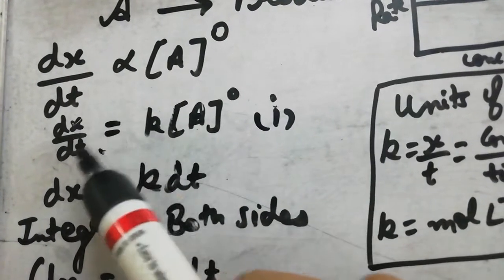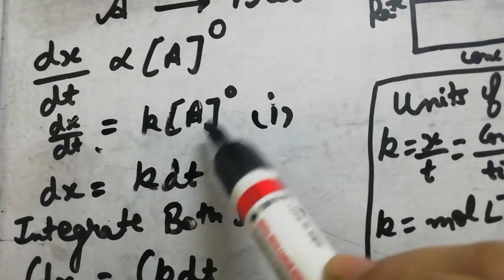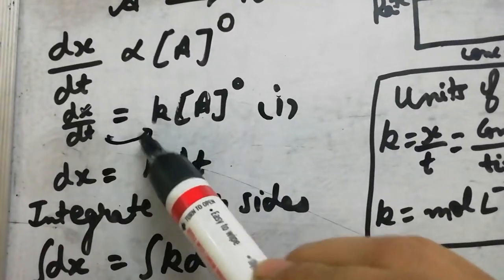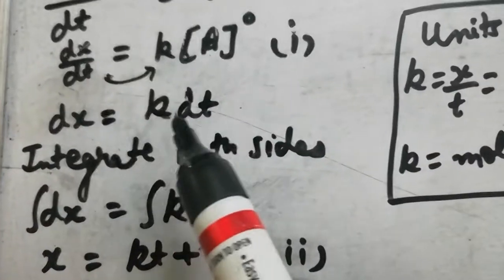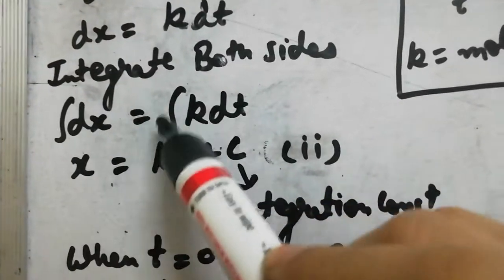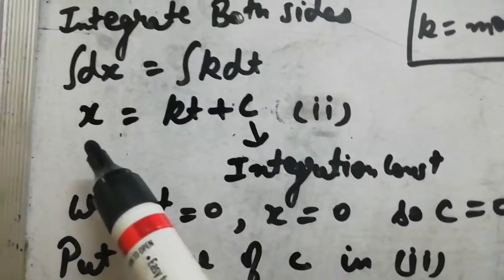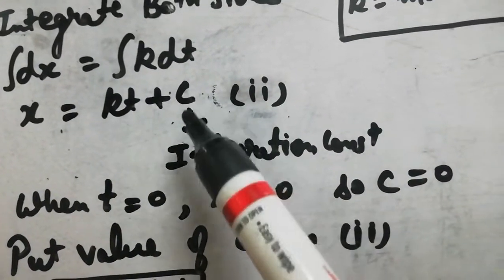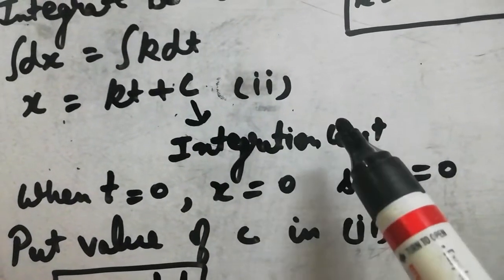So dx upon dt is equal to small k into A raised to power 0. This is equation number 1. Taking dt on this side, what will we get? dx is equal to k into dt. Now we have to integrate both sides, putting the integration signs. After integration, what will we get? x is equal to kt plus c. Here c is called the integration constant.